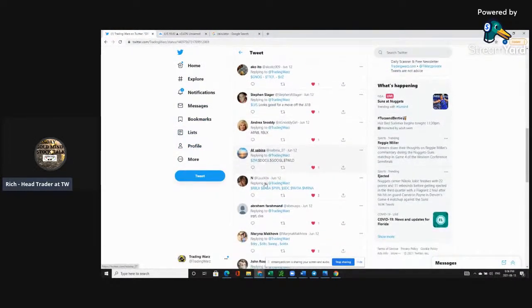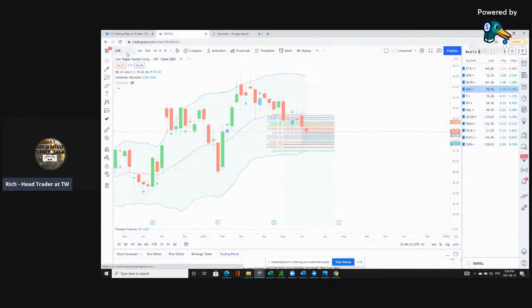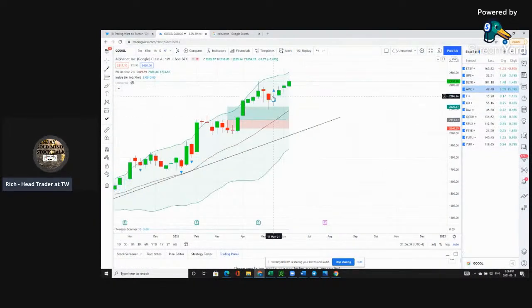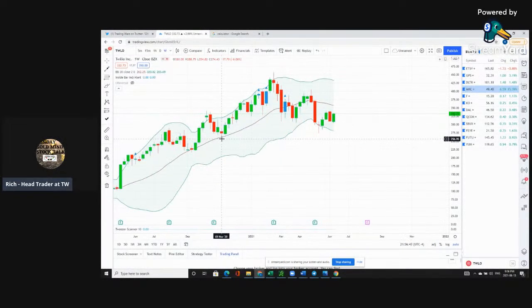We did Airbnb, Roblox, Zoom, Docu, Google. So let's do Google. I've been holding Google for a long time. I'm just sitting on it. Another nice inside bar. Look at this one. Nice, beautiful winner. So really nothing. I don't want to buy at all-time highs. I'm already in the position, right? So don't buy at all-time highs. Position yourself before you get there using the inside bars.